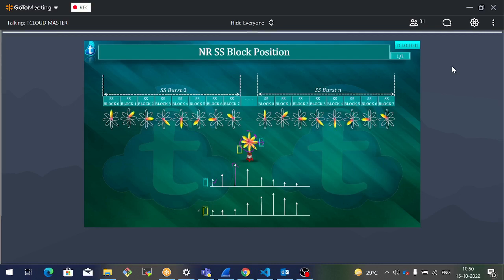Same for mobile 2, the story would be different. For him, SSB block maybe 4 would be good. This is like 0, 1, 2, 3, 4, 5. SSB block 5 is good for the mobile. That is where it is getting the highest signal strength when it has measured the symbols in the SSS.